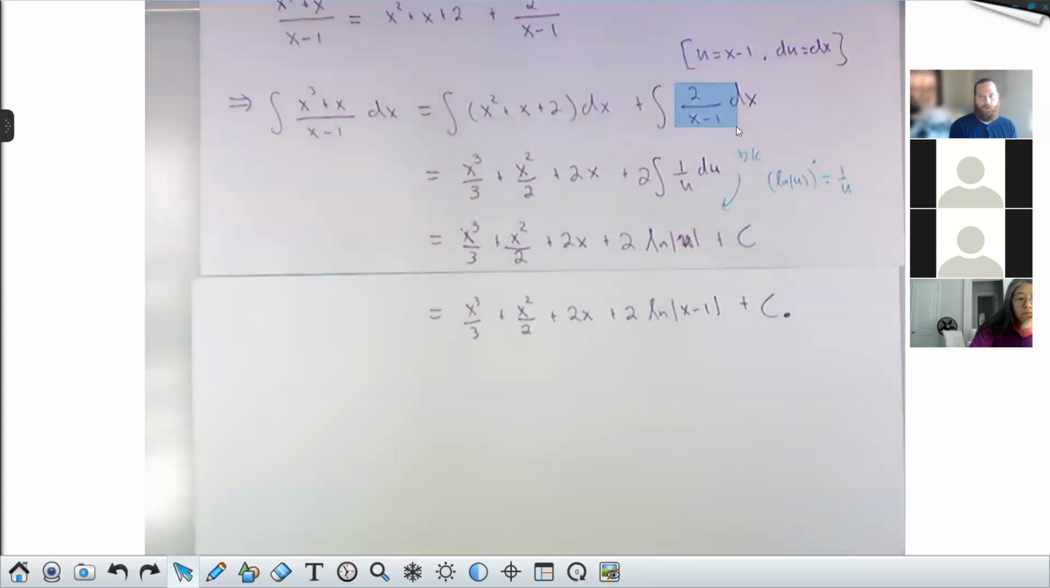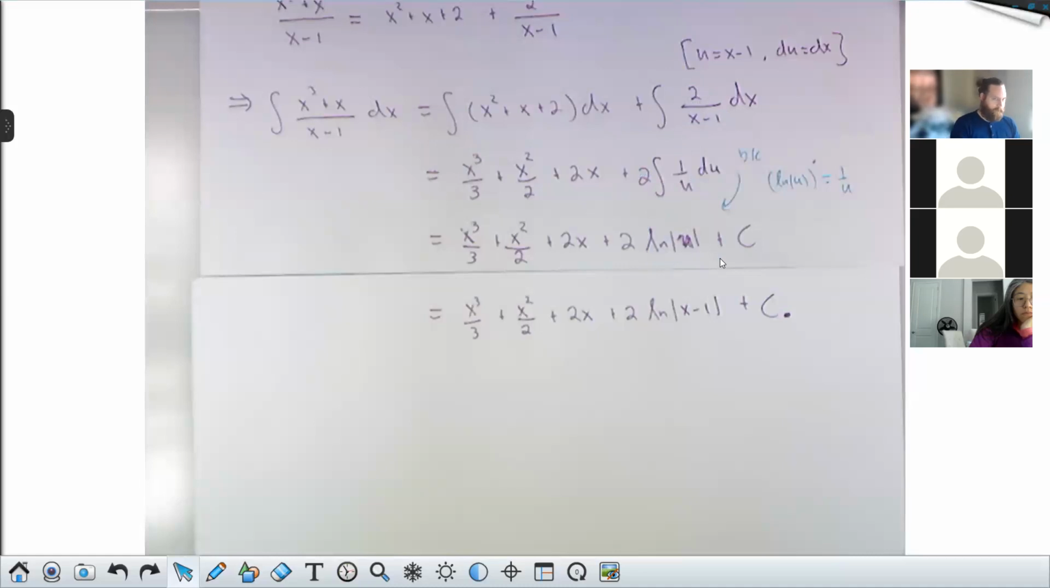So when we look at this guy, I see, oh, well, the bottom is just x minus 1. So let's try to substitute for that. And when I do that, also popping out the 2, the constant 2, I get 1 over u inside. That will always integrate to the natural log of u.